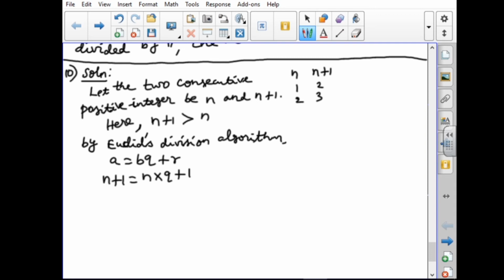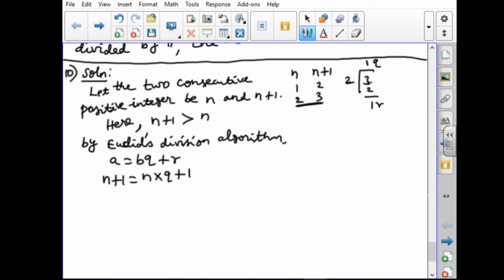So I have to divide. Listen, 3 divided by 2, what is our remainder? 1 time, and the remainder will be 1. So 2 will be n and 3 will be n + 1. I have to take these two numbers. Here 2 is n, the 1 will be the quotient and r will be the remainder.